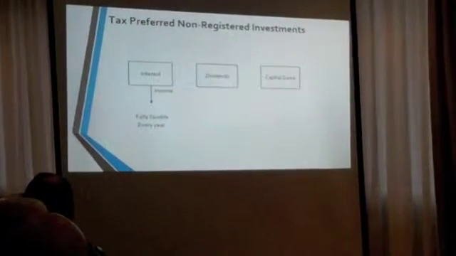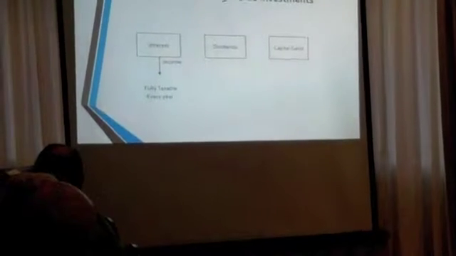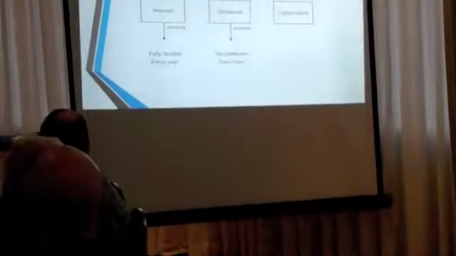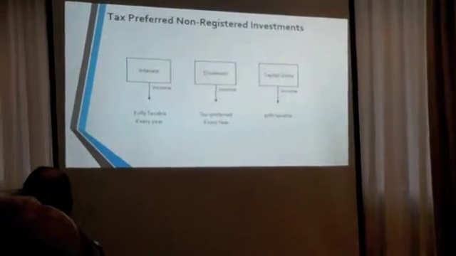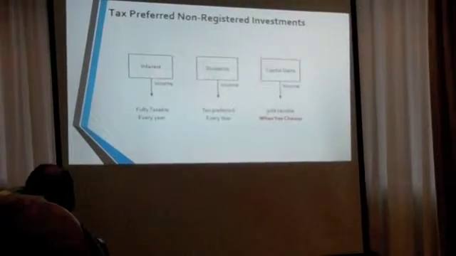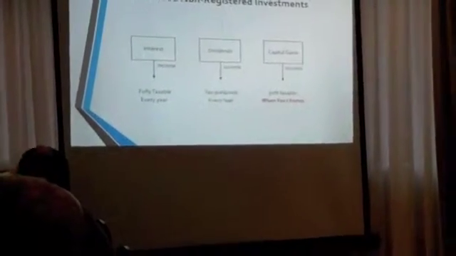One is interest, which is fully taxable. The other is dividends, which are tax preferred, and you are taxed on them every year. And then there's capital gains. The income is taxed at 50% of the marginal tax rate, and it's when you choose to take that capital gain.